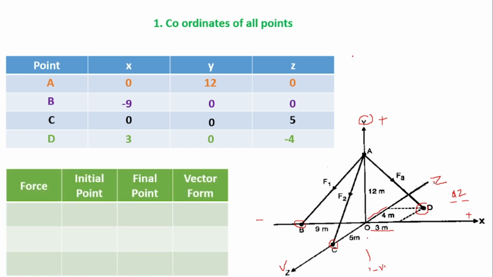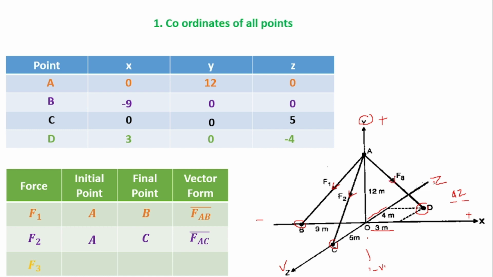Now we'll find out the forces and the initial and final point of each respective force. For the force F1, see the arrow. It is pointed from A to B. So the initial point is A and the final point is B. This is the force FAB. The next force is F2. See the arrow. It is moving from A to C. So the initial point is A, the final point is C. This force is force AC. The next force is F3.